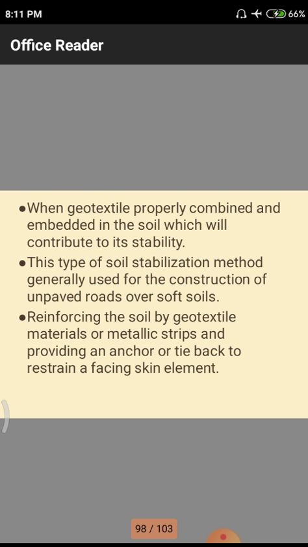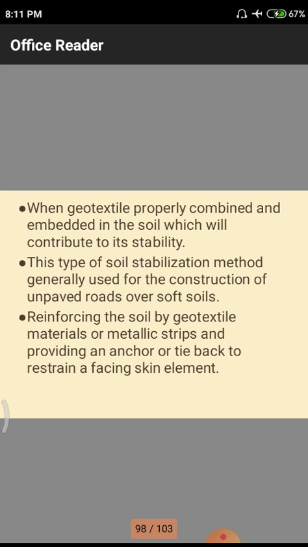Next one, reinforcing the soil by geotextile materials or metallic strips and providing the anchor or tie back to restrain the facing or skin element. Normally, skin element means the pavement, which we call a skin element, so that this is reinforcing the soil by geotextile materials. Reinforced earth we have to observe on our national highways. On national highways, whenever there is a construction of a bridge, meaning an underpass, on the underpass and overpass we have to observe these reinforced earth structures.